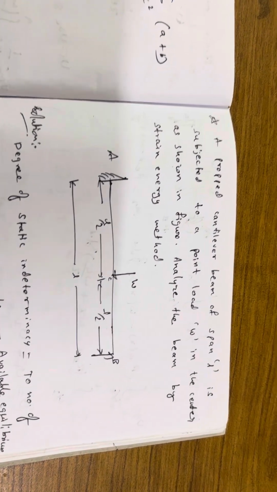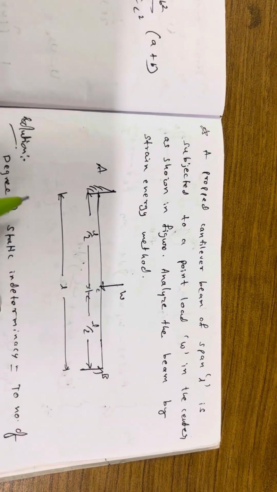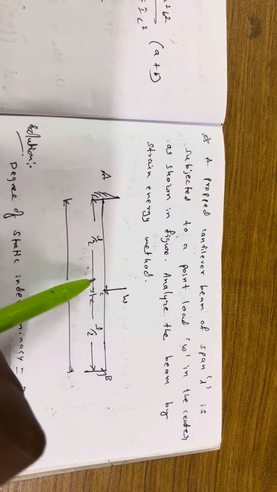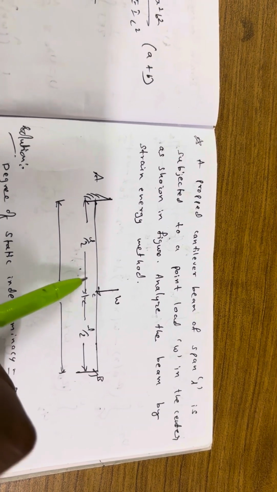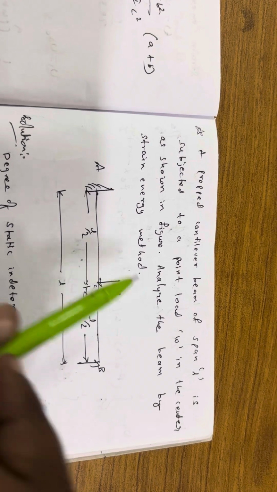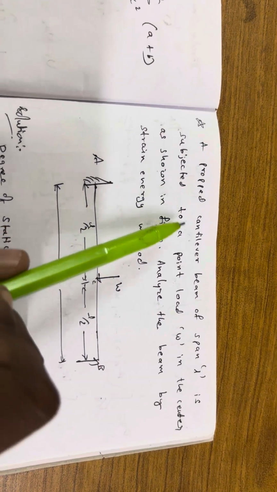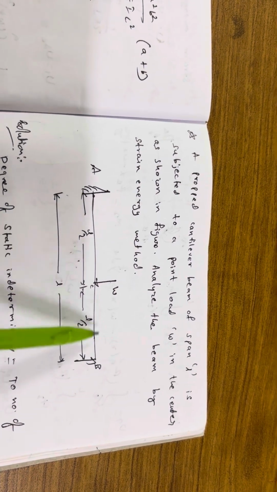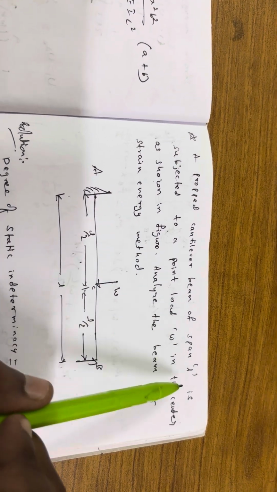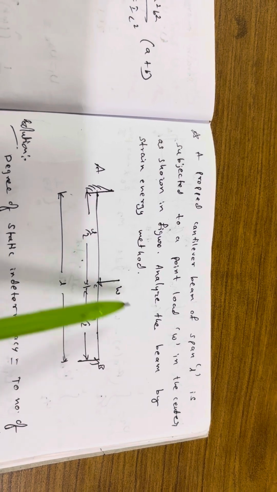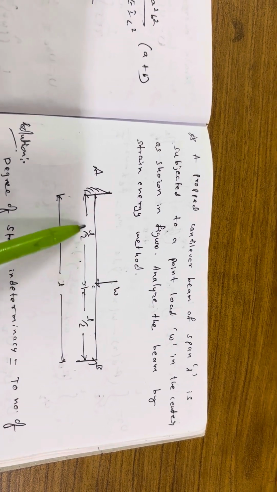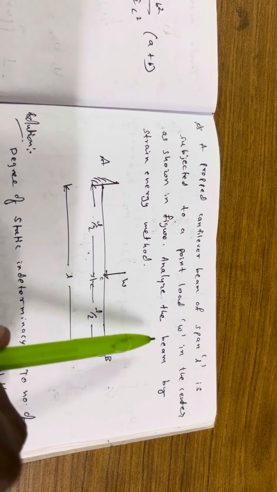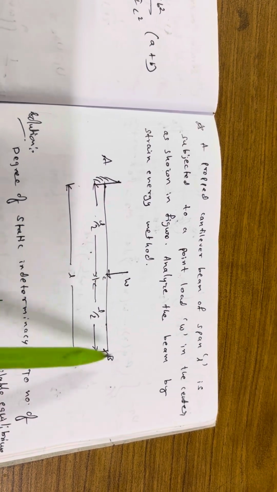In this session, we'll discuss how to analyze beams, frames, and trusses using the strain energy method. A propped cantilever beam of span L is subjected to a point load W at the center, L by 2, as shown in the figure. Analyze the beam by using the strain energy method.